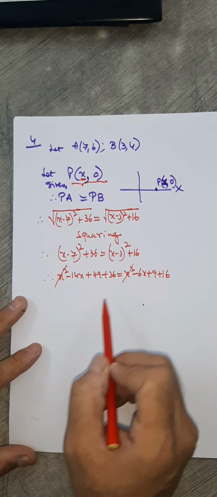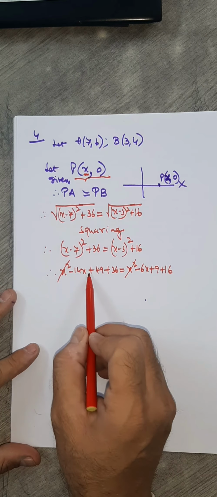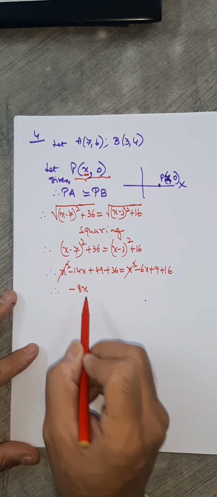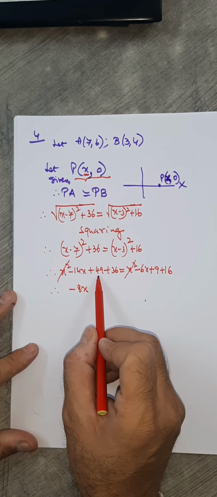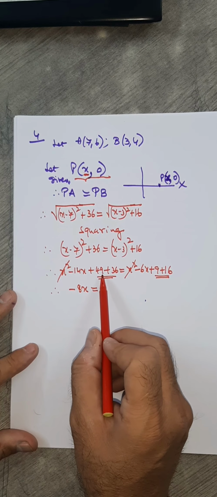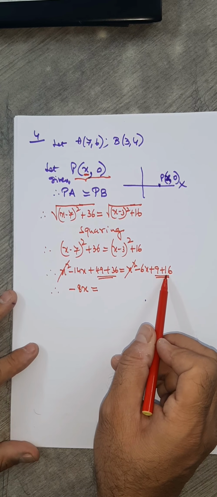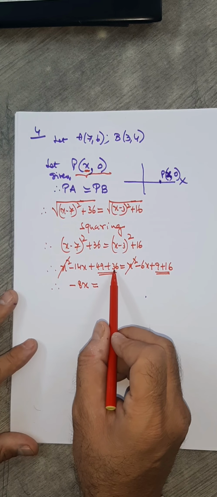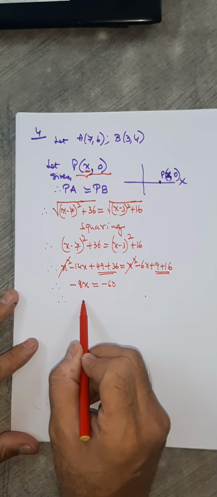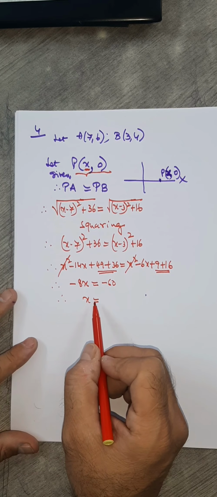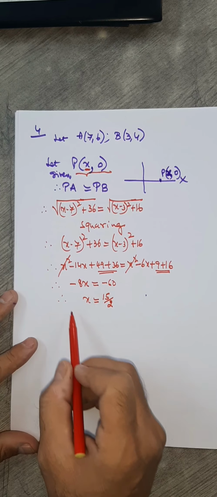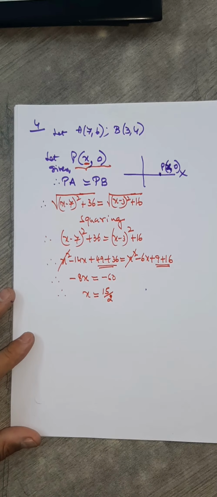Here x square will get cancelled. You take 6x over here, so this will be minus 8x. And on the other side I'll take these two expressions over there, so you will get 25 here and this is 11, so you will get minus 60. Take on the other side. So therefore x equals how much? You will get 15 by 2, right? 15 by 2 here.